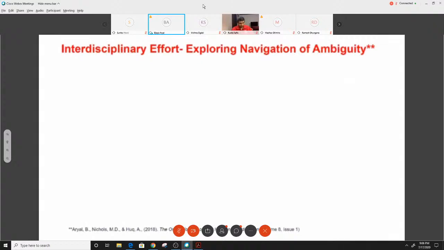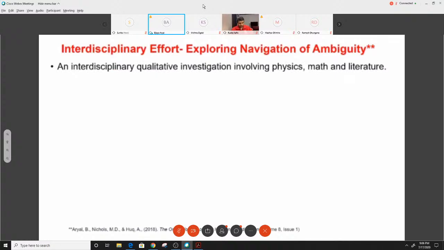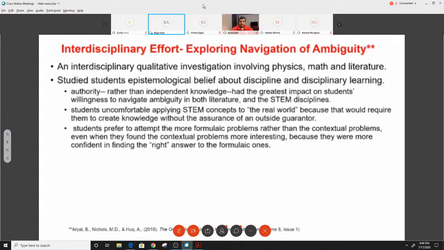Again, I'm not going to spend a lot of time on this one. I'm going to provide another example, even more exciting, that involves physics, math, and literature. After collaborating with them, we did a qualitative study, and we looked at students' epistemological beliefs about disciplines and disciplinary learning. What do they think about physics? What do they think about math? What do they think about literature? Likewise, what do they feel about various disciplinary learnings?